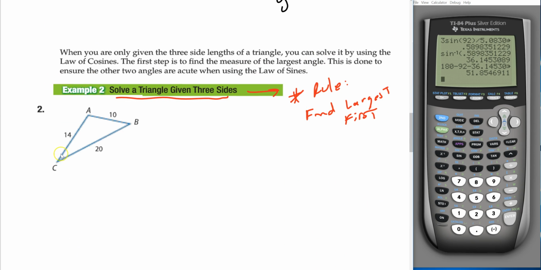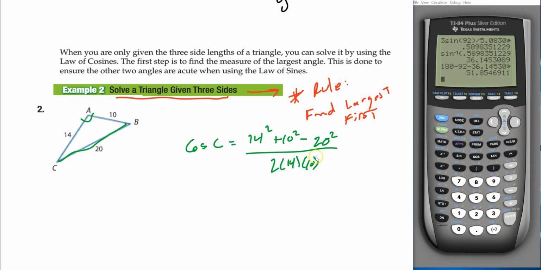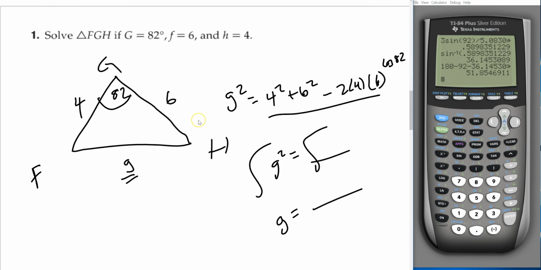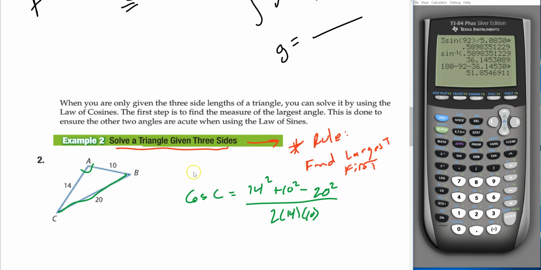You have to find the largest angle first. So I'm actually going to try to find A here. Following the formula, cosine of the angle you want to find equals the other two sides squared minus the side you have squared, all over 2 times the two sides you don't have. But just kind of following the formula, wherever A is, I plug it in for C. That should be an A right there, sorry.